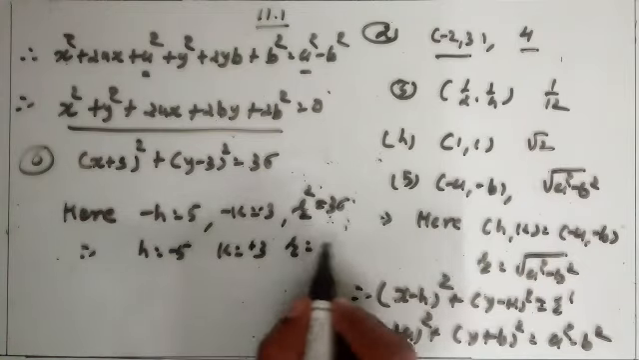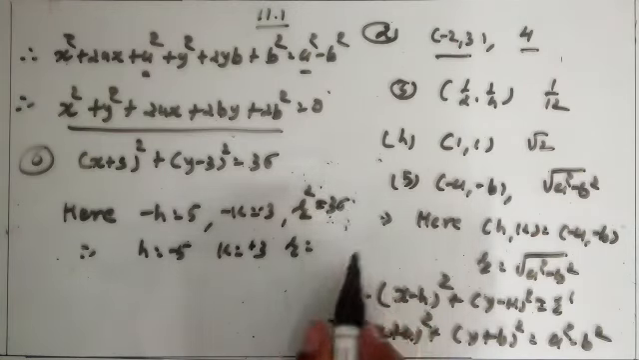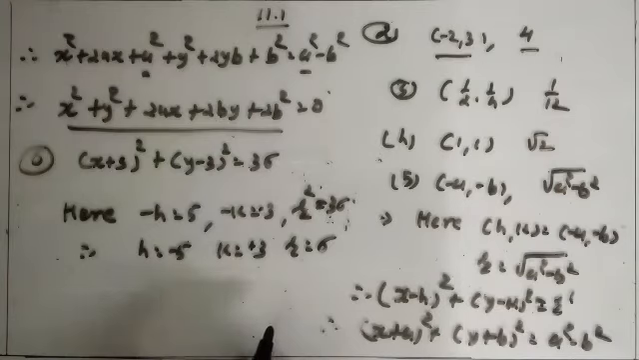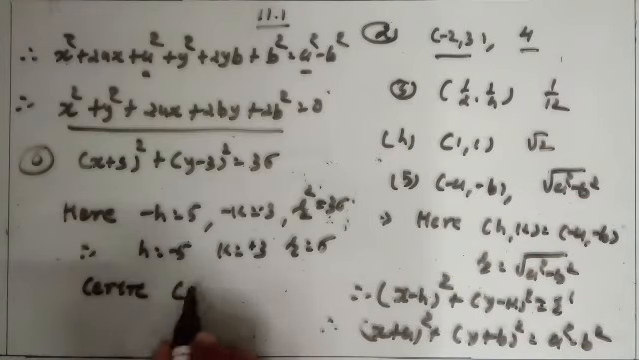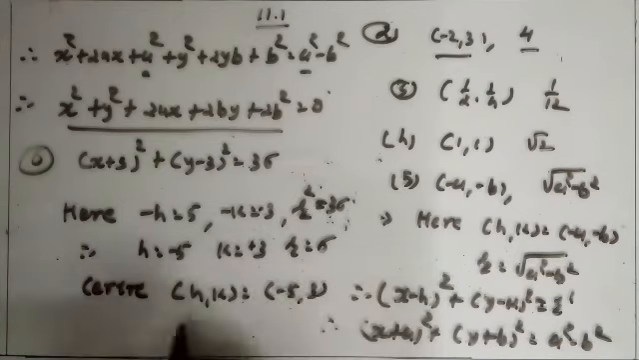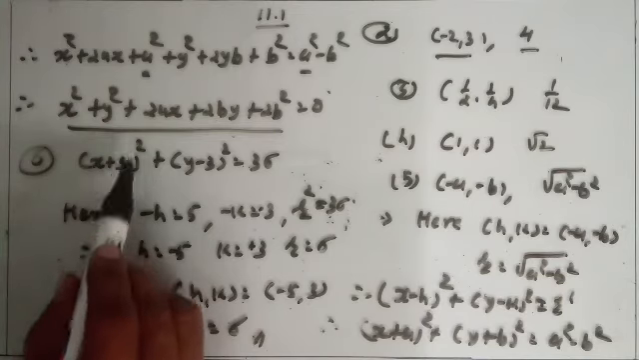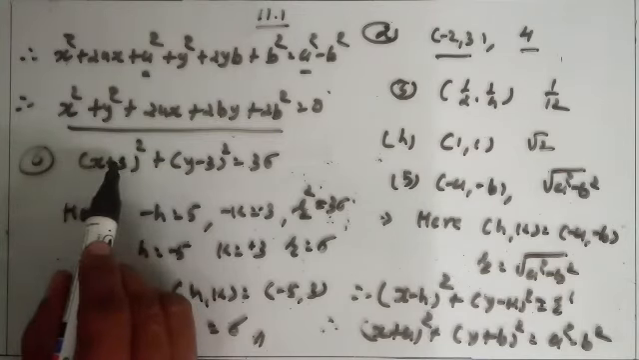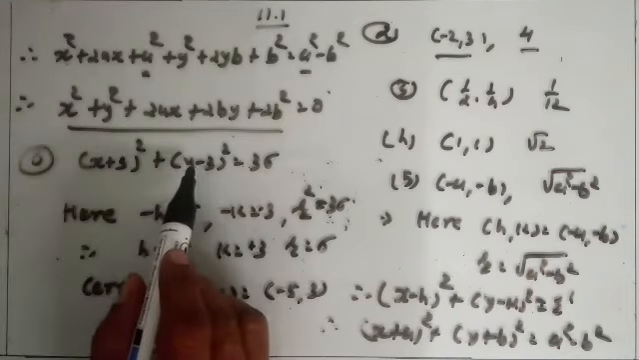And r is equal to the square root of 36, which is 6. So the center (h, k) is equal to (-5, 3) and the radius is equal to 6. Clear? Or here, compare the given equation with (x - h)^2. First we change it into the form of (x - h)^2 + (y - k)^2.